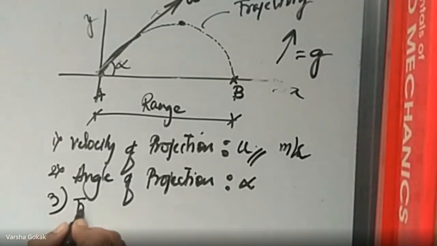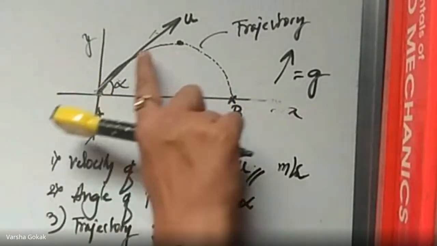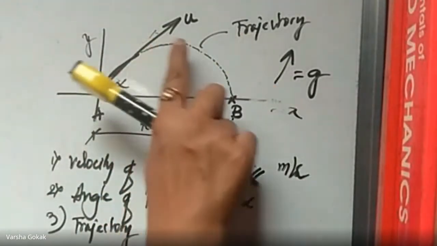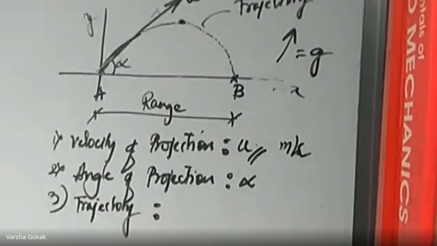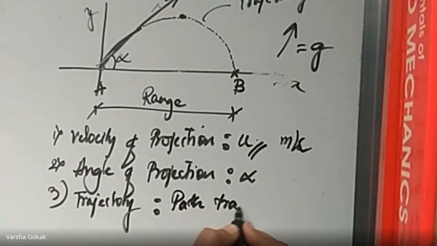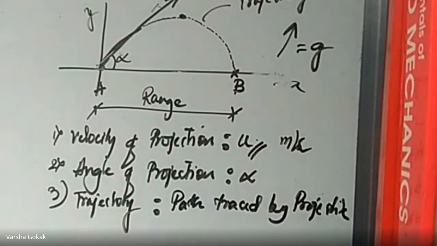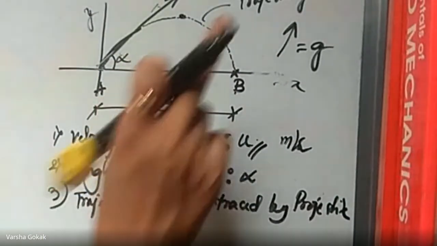Third one, trajectory. What is trajectory? Look, I have shown this is trajectory. What is this now? I'm telling this name is trajectory. This is trajectory means what it is? The entire path of the object. Correct. It is the path traced by the projectile. Trajectory is the path traced by the particle or by the projectile. Clear? So this path traced by the particle or the projectile is called the trajectory.